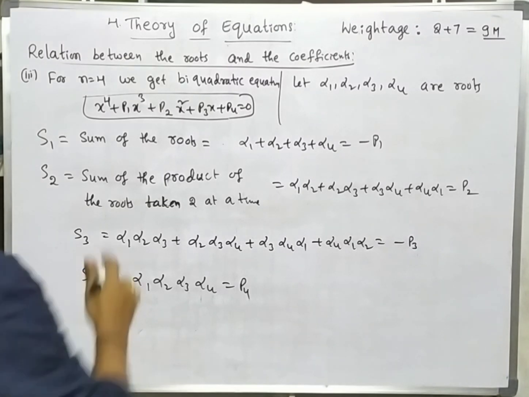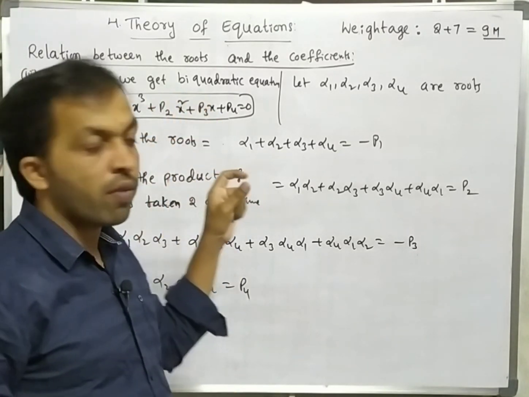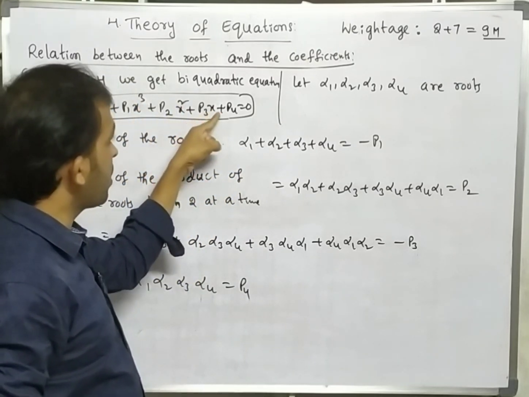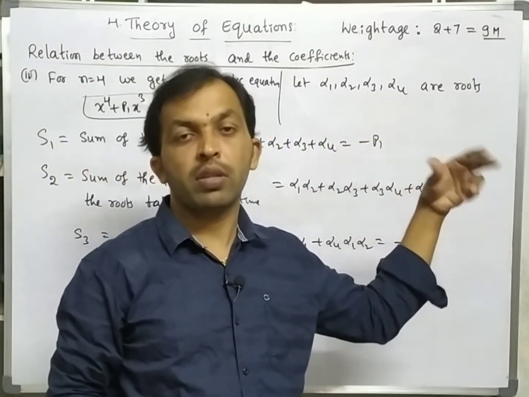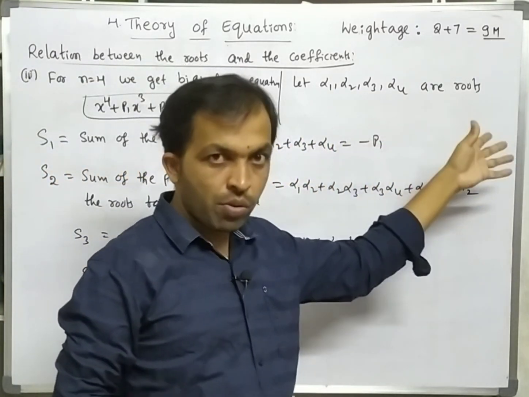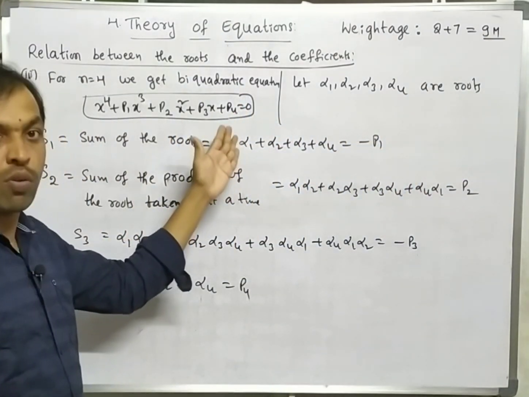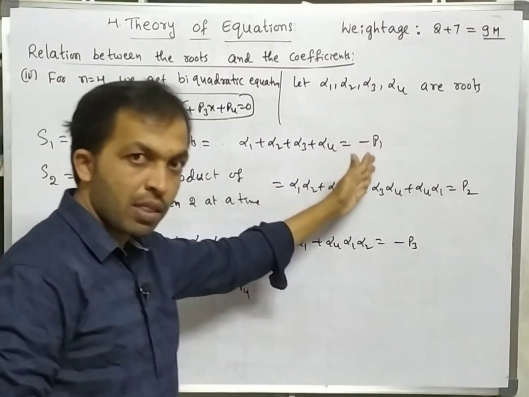Next, if we take n is equal to 4, then we get biquadratic equation, that is x power 4 plus p1 x cube plus p2 x square plus p3 x plus p4 is equal to 0. Let alpha 1, alpha 2, alpha 3, alpha 4 be the roots. Then S1, sum of the roots, which is equal to alpha 1 plus alpha 2 plus alpha 3 plus alpha 4, is equal to minus p1.